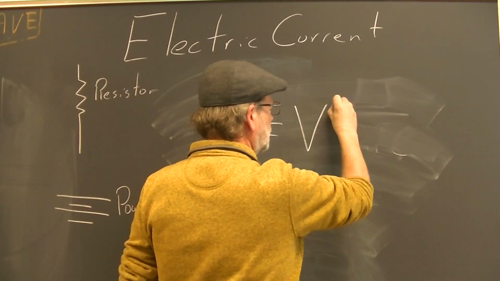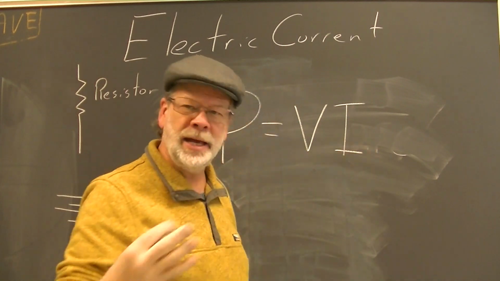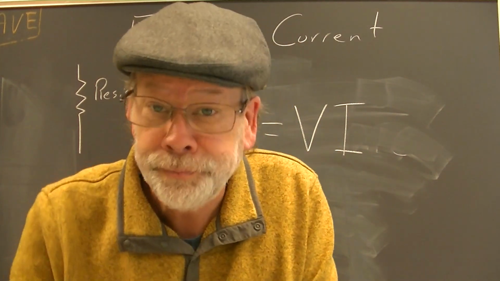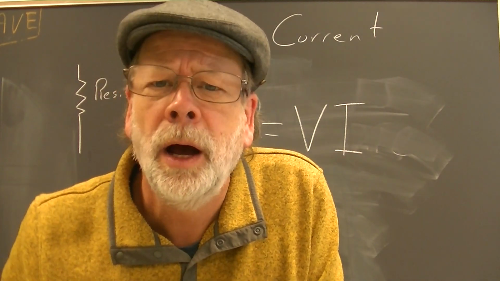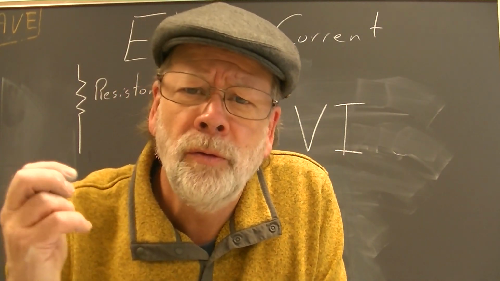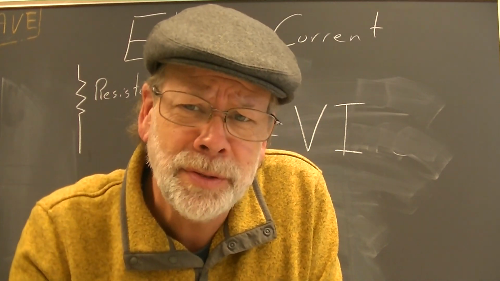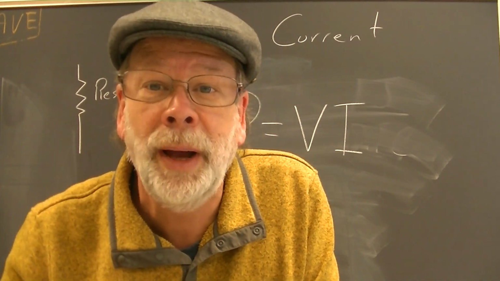volts times amps. I is the symbol for current. I don't know why. That must be why you use an I. So volts times amps gives you the total power.